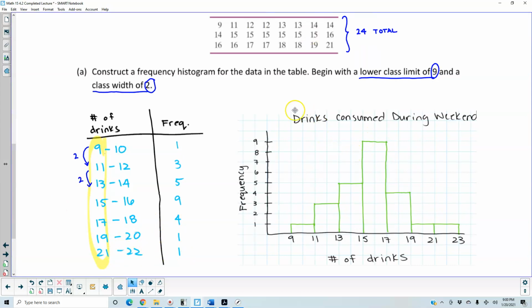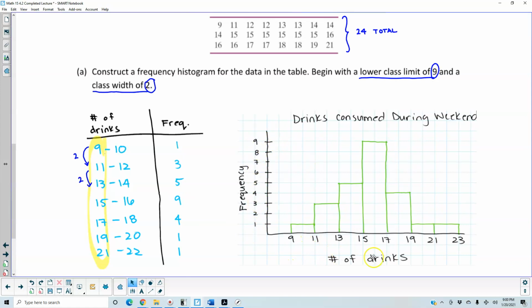Now, if we want to construct a frequency histogram, then what can we do? Well, here we can start at 0. And we know that our frequency always has to be our vertical axis. So we're going to go in increments of 1 to 9, since the lowest number is 1 and the highest number is 9. So 1, 2, 3, 4, 5, 6, 7, 8, 9.